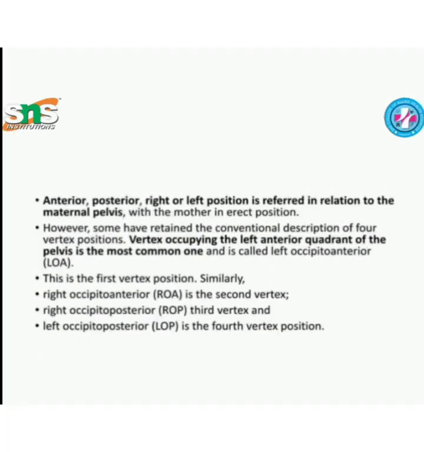Anterior, posterior, right or left position is referred to in relation to the maternal pelvis with the mother in erect position. However, some have retained the conventional description of four vertex positions. Vertex occupying the left anterior quadrant of the pelvis is the most common one, and it is called left occipito-anterior. This is the first vertex position. Similarly, right occipito-anterior is the second vertex, right occipito-posterior is the third vertex, and left occipito-posterior is the fourth vertex position.